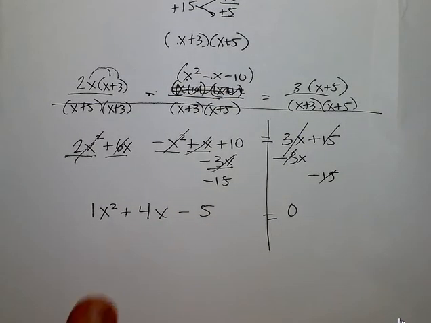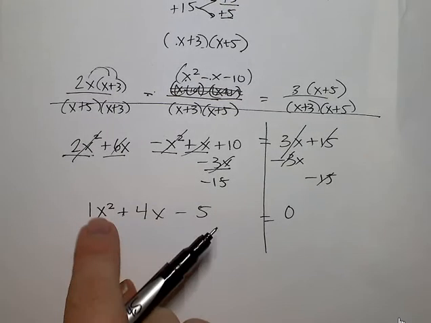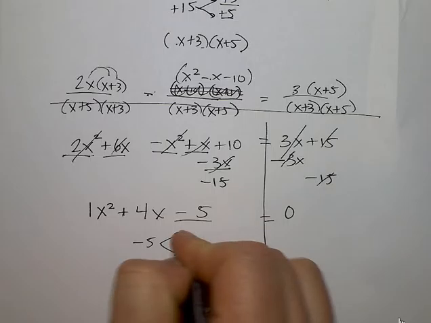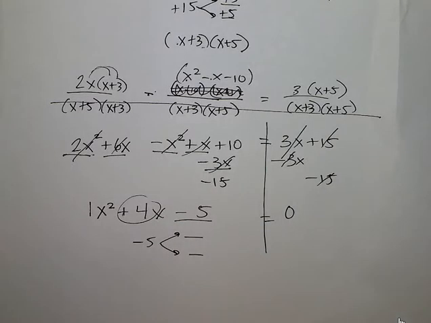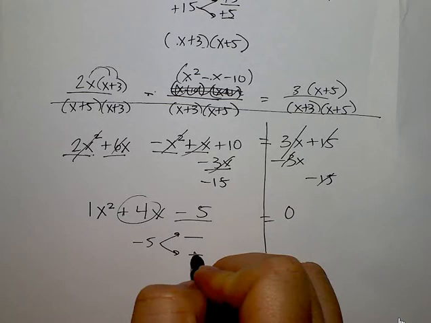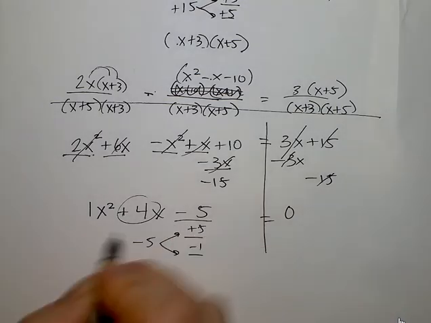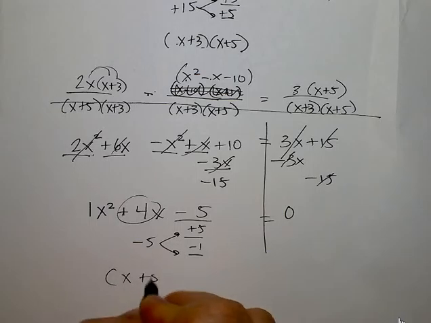Let's try factoring again. Are there two numbers that multiply to give you negative 5 and add to give you positive 4? Roger, do you know those two numbers? Positive 5, negative 1. I agree. So x plus 5, x minus 1.